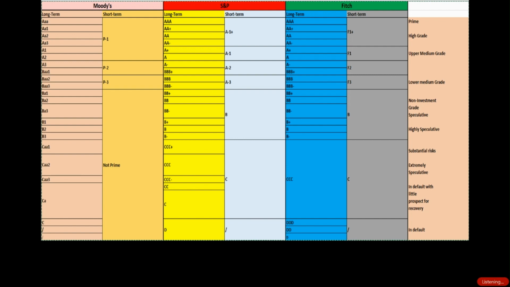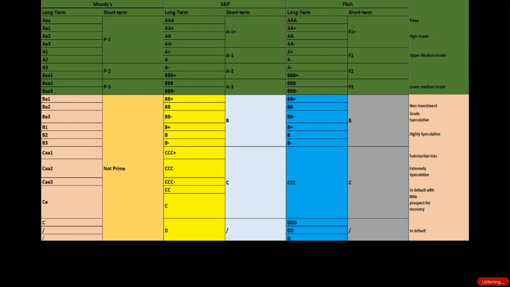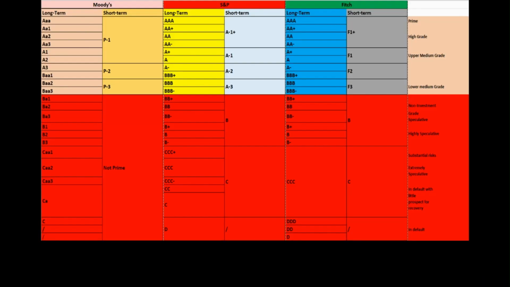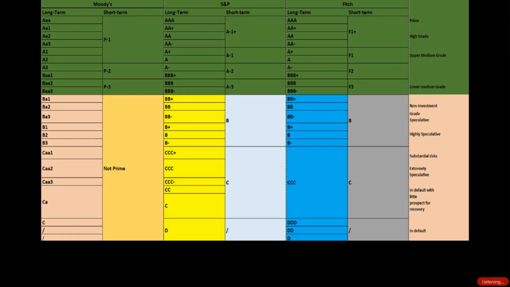As you go down the scale, the two main categories in this chart are investment grade and non-investment grade. Everything above the triple B minus, or the lowercase B a a 3 for Moody's, is considered investment grade, and anything below that is non-investment grade and understood as being speculative. So it's pretty important to understand.